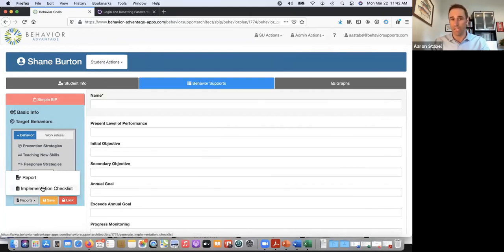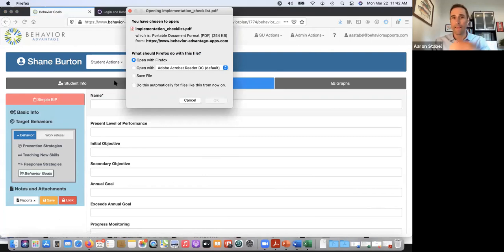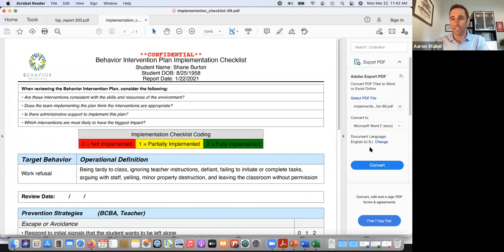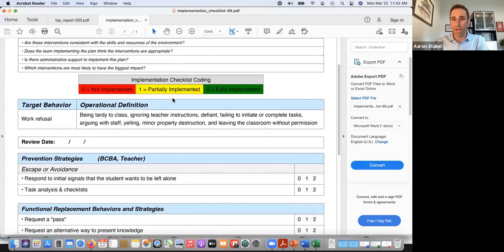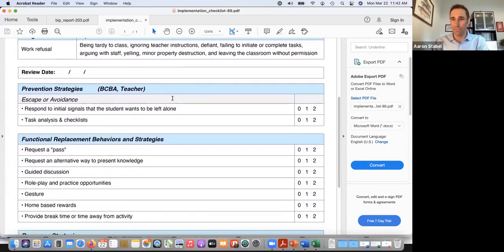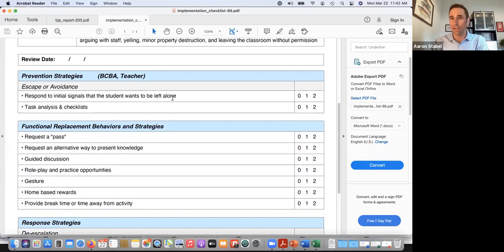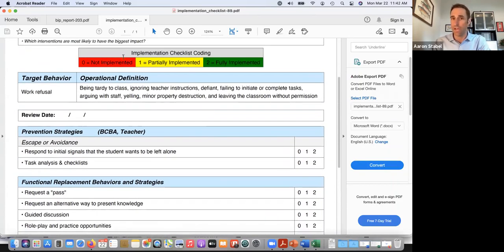And so I might click on the implementation checklist and open this up, which is now a very simple document that breaks our behavior plan down into its bullet point components. This is, in this case, only a page long. And we're going to talk about how to roll out implementation. We can check back in a week or two and see if we've moved some of these zeros not implemented to ones partially implemented or twos fully implemented.